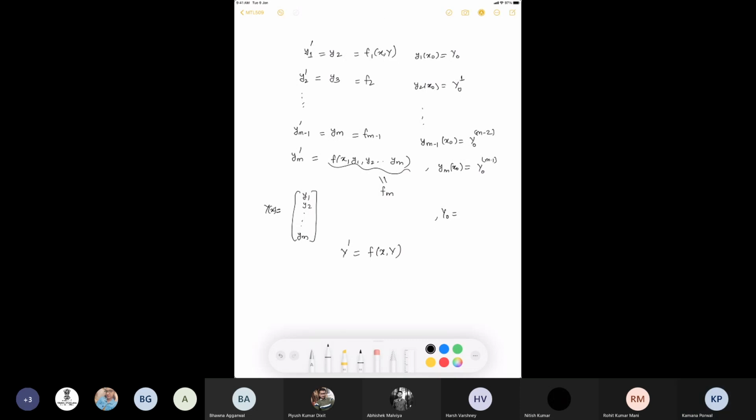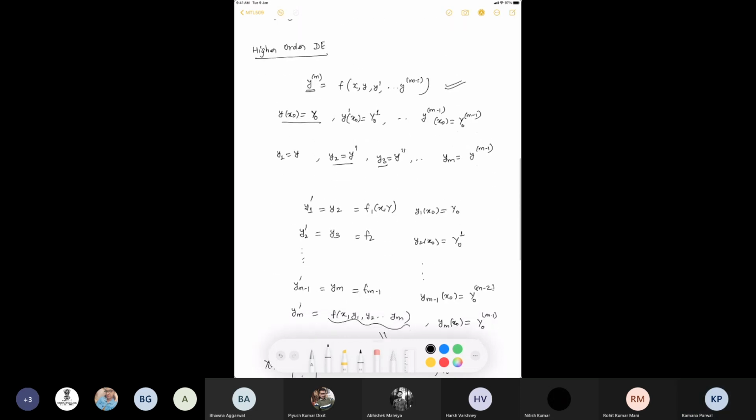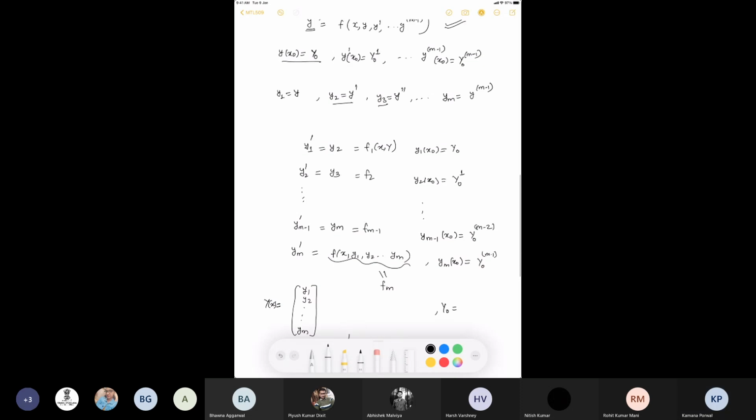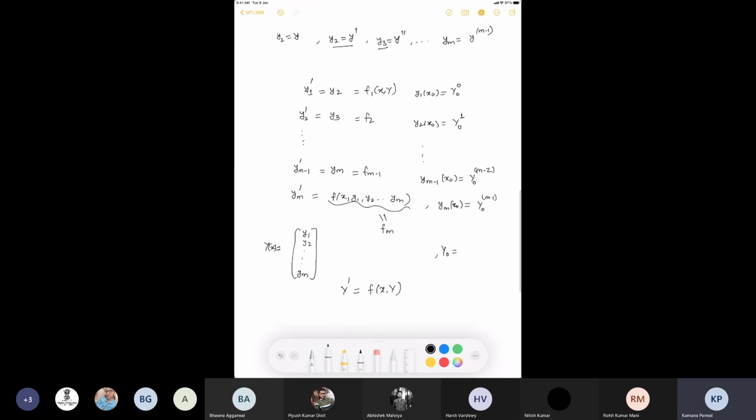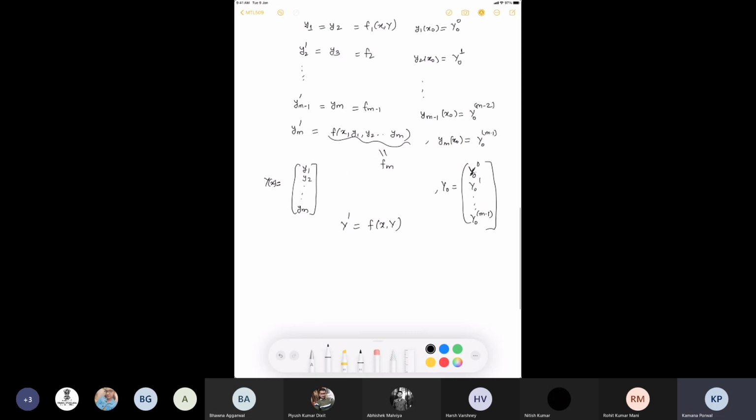Let me use a little change of notation. So with this, let me start with the 0. I will be able to define y naught as this vector y0,0, y0,1 up to y0,m minus 1. So I can write the initial condition as y at x naught equals y naught.